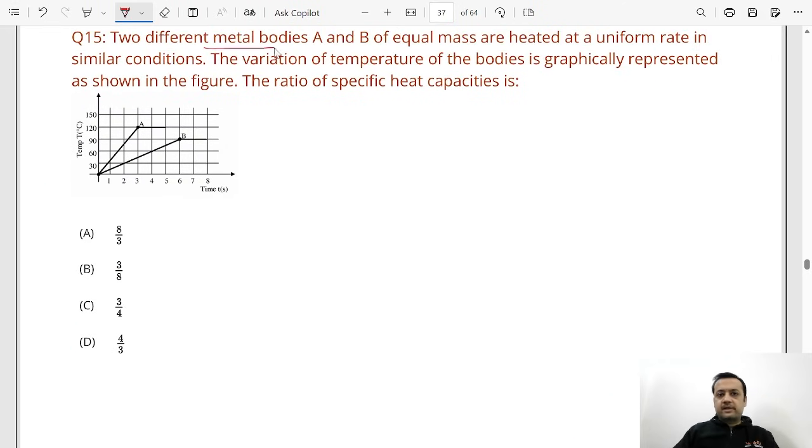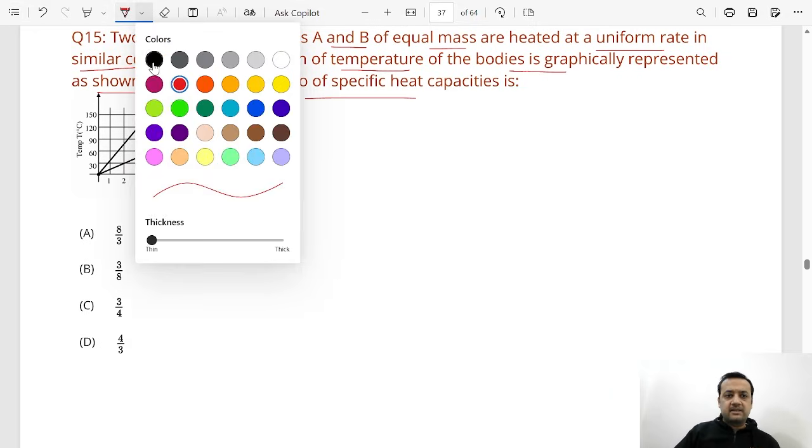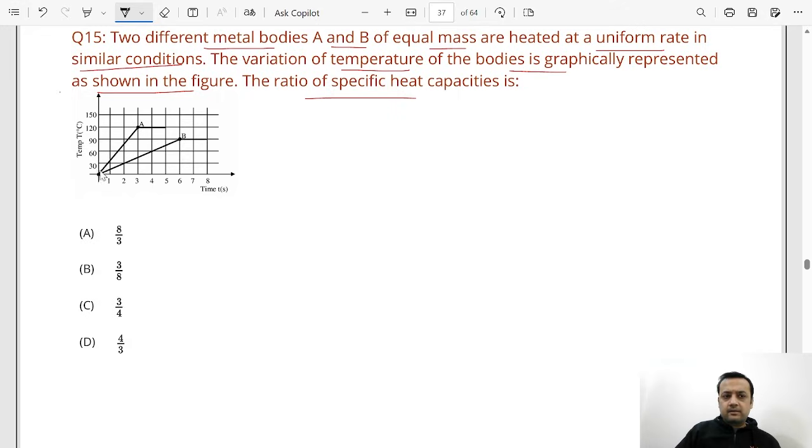Here there are two different metal bodies A and B of equal mass, and they are heated at a uniform rate under similar conditions. The variation of temperature of the bodies is graphically represented. We need the ratio of specific heat capacities. So look, basically, the body is being given heat at a uniform rate. We know that suppose Q is the heat given to any body, so that is equal to ms dT. If I differentiate this, you can write this as dQ.